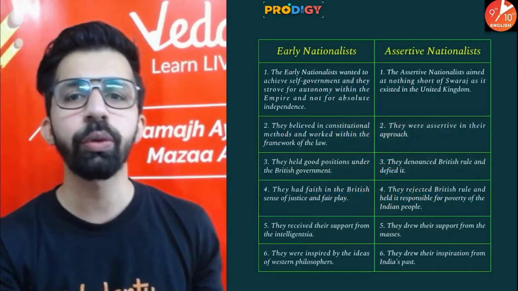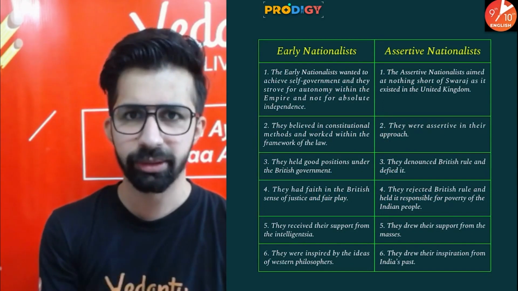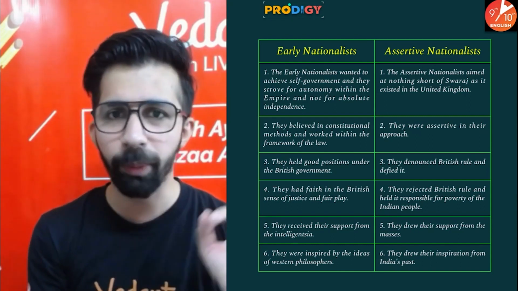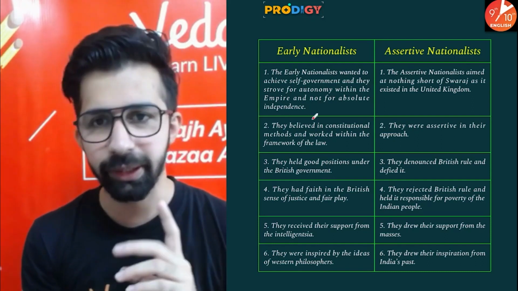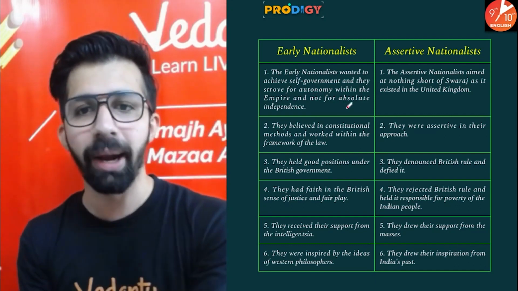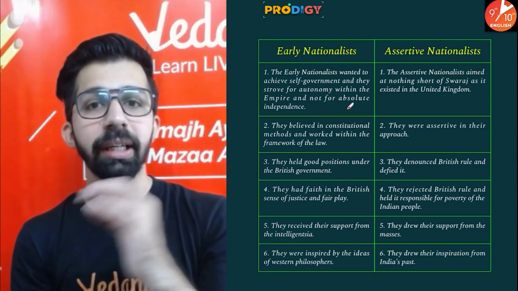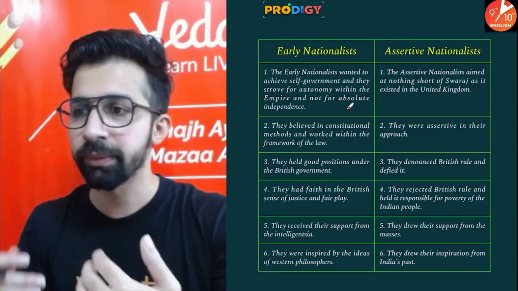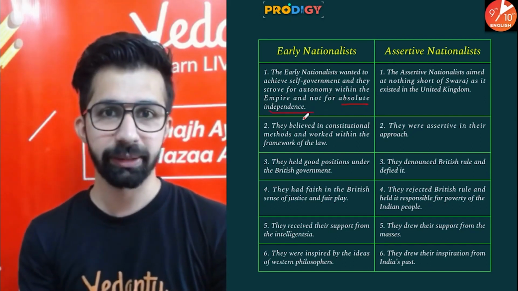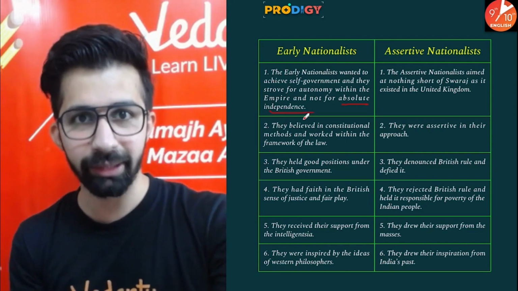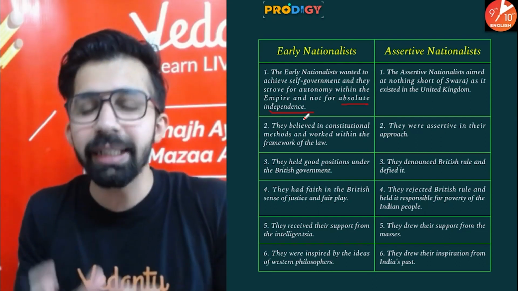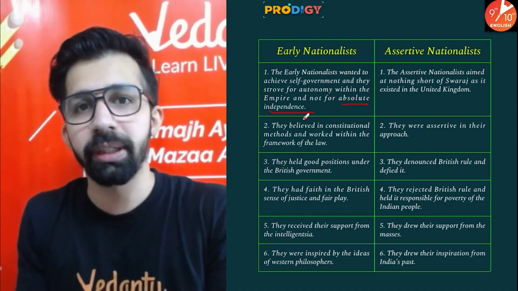First of all, I'm going to tell you the basic difference between moderates and extremists, that is, between early nationalists and assertive nationalists. We will go point by point. First, the early nationalists wanted to achieve self-government and strove for autonomy within the empire, not for absolute independence. They wanted some share in administering our country. They were of the view that we would not get complete independence immediately, but at least we wanted some share to rule our country.